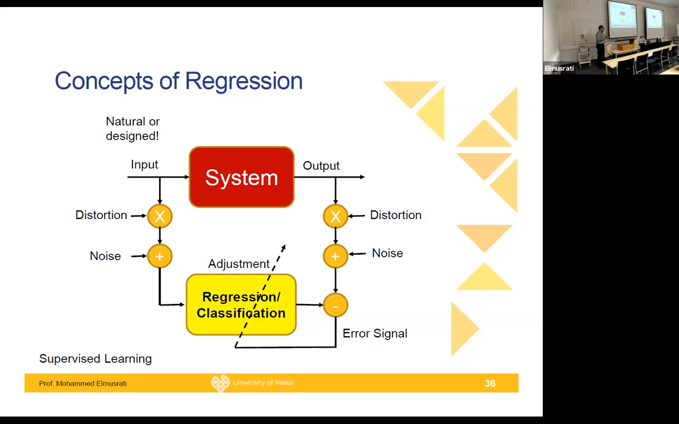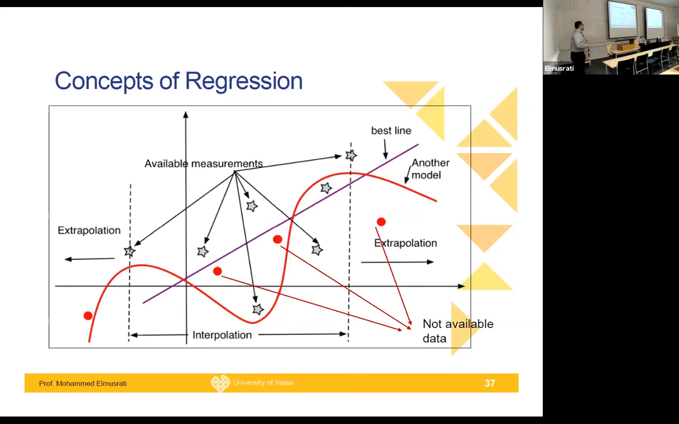If we are able to do that, then we can say that this model represents the system to some extent. Of course, we cannot say 100%, but to some extent, as I said, because of the noise and the distortion, we don't have the real output and the real input, but at least we have something very close to the input and very close to the output. Okay. So now if you have this data, you can see that the available measurements are given by these stars.